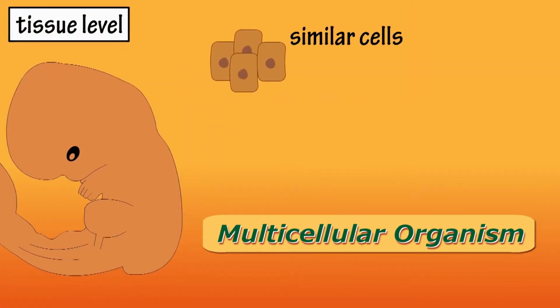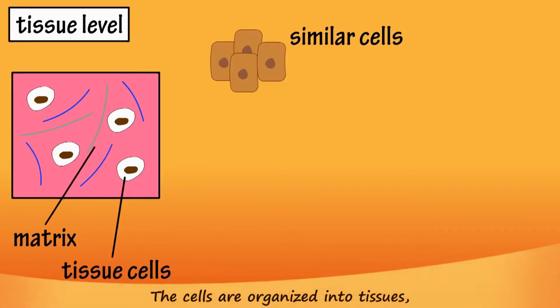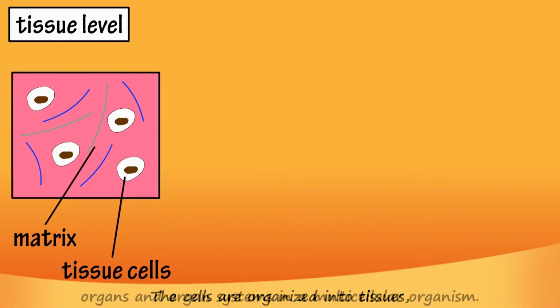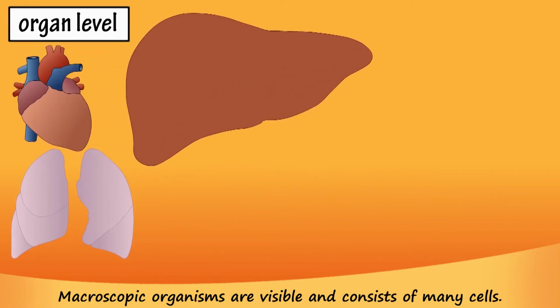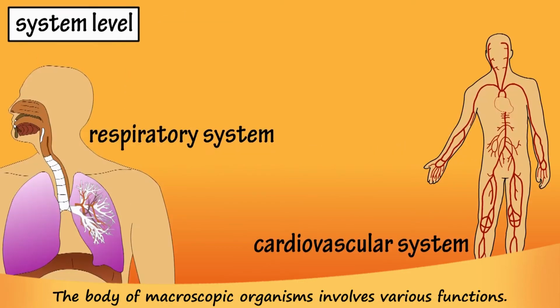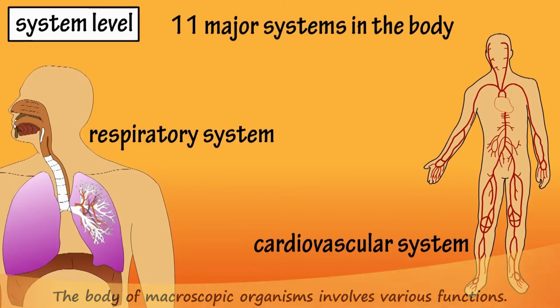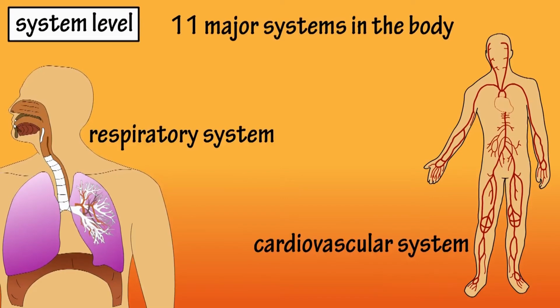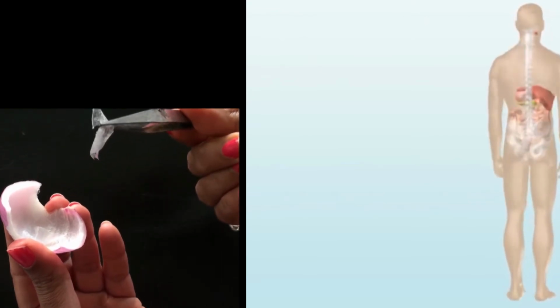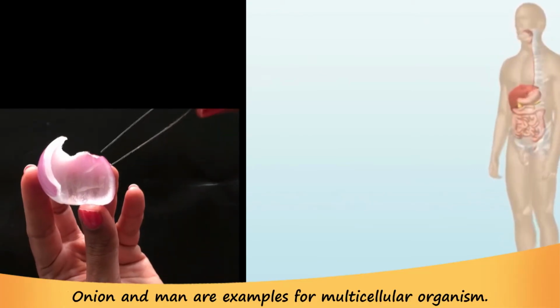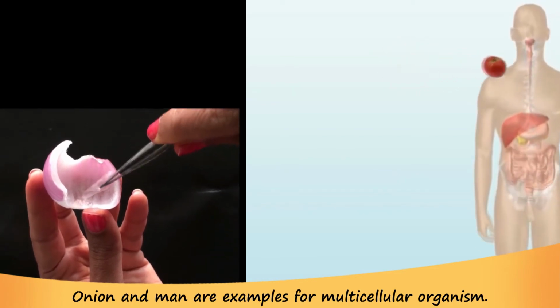Multicellular organism. The cells are organized into tissues, organs, and organ systems in a multicellular organism. Macroscopic organisms are visible and consist of many cells. The body of macroscopic organisms involves various functions. You can see cells of onion and human through a microscope. Onion and man are examples of multicellular organisms.